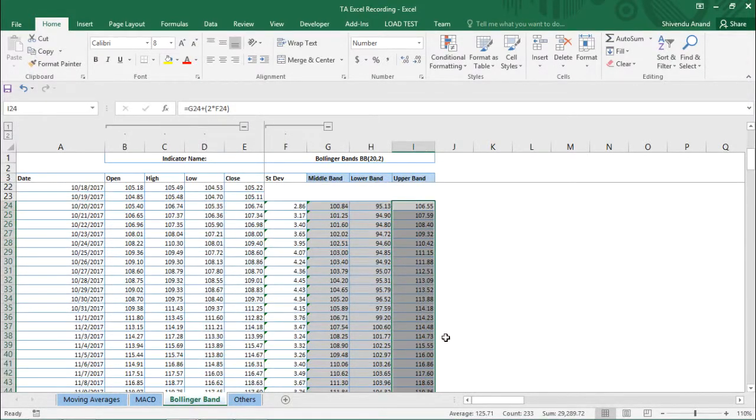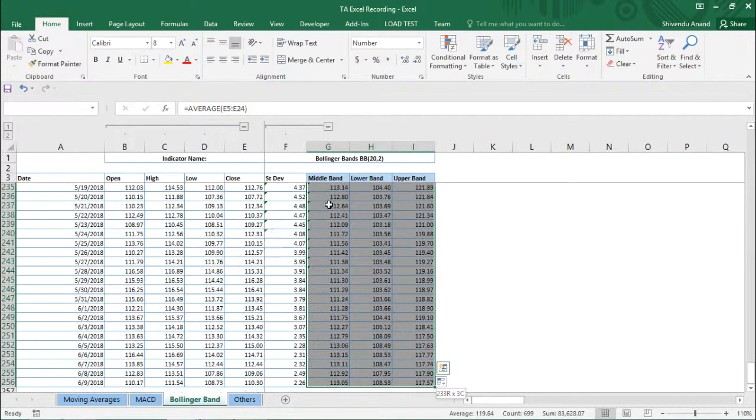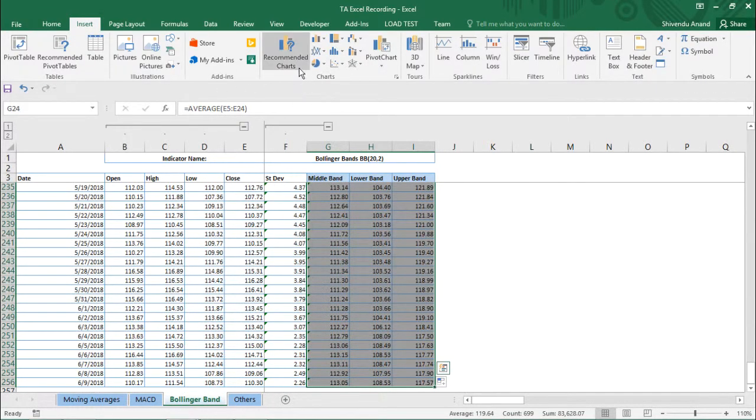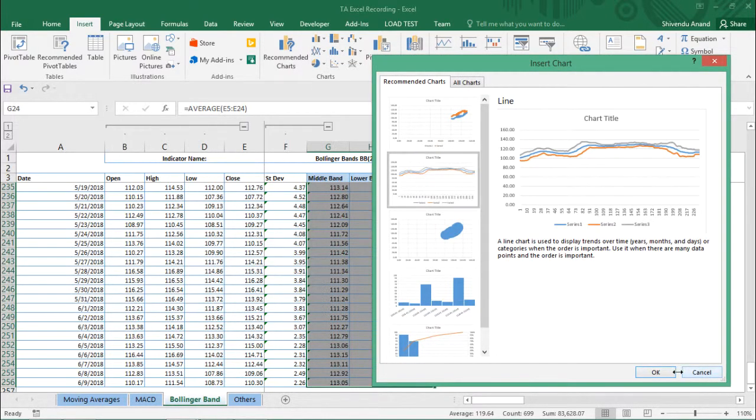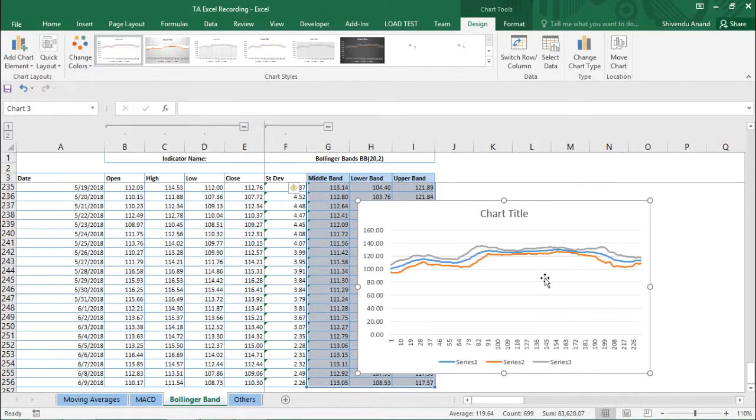So we have got our middle band, our lower band, and our upper band. If I select this data and put it into a graph format, which is basically Insert, Recommended Charts, and you go to your line chart and say okay, this is how your Bollinger Band should look.